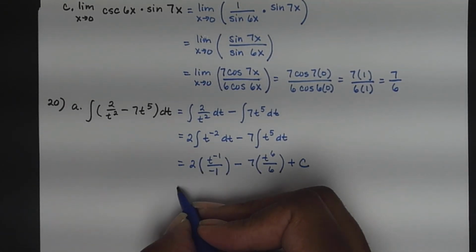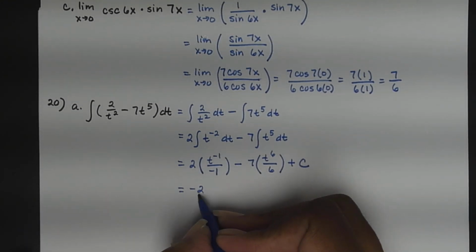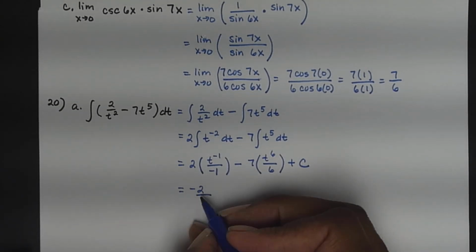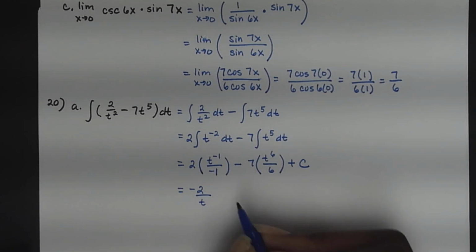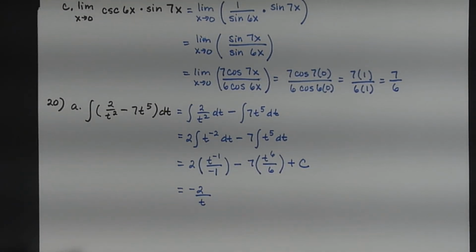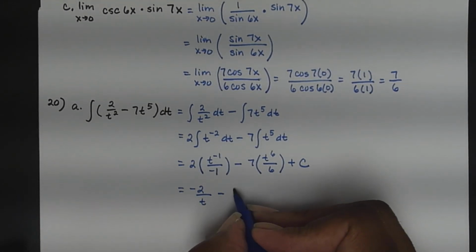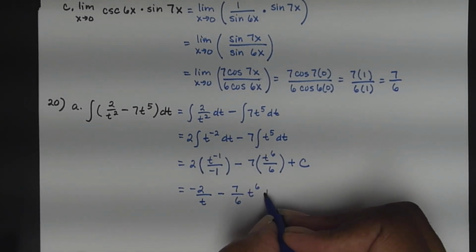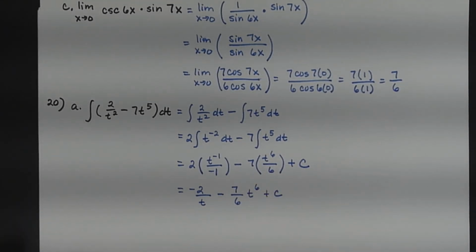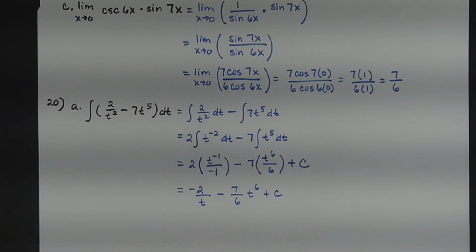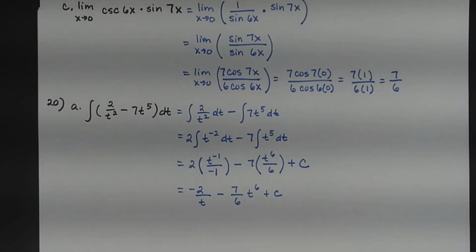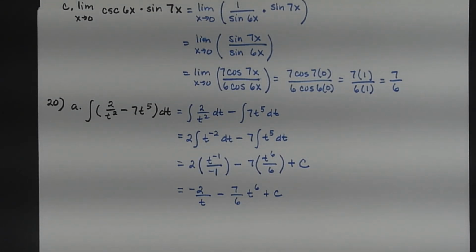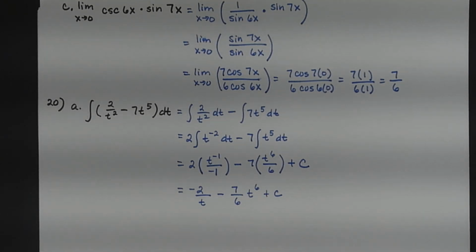Now 2 divided by negative 1, that's negative 2, divided by that t to the negative 1, I can put that in the denominator as t to the positive 1, or just t, minus 7 over 6, t to the 6, plus c. That's 7 over 1 times 1 over 6. So it'll be 7 over 6. So my final answer there would be negative 2 over t minus 7 over 6 t to the 6 plus c.